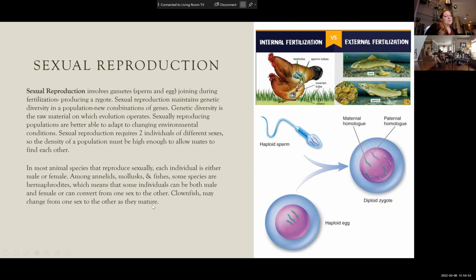So in most species that reproduce sexually, each individual is either male or female. Among annelids, mollusks, fish, and some other species, you get these hermaphrodites, right? Remember the worms, when we did the annelids, they were hermaphrodites.